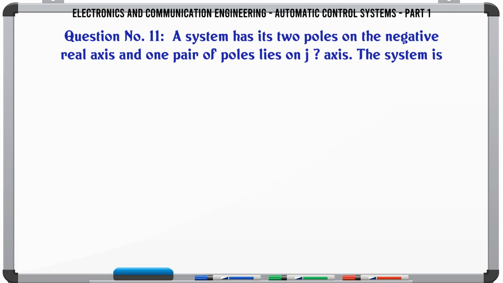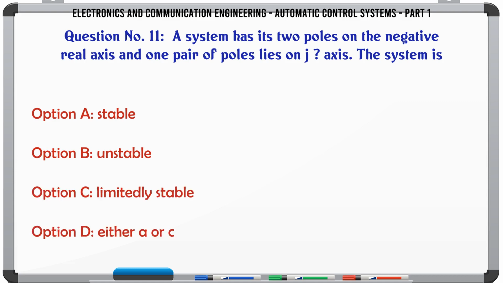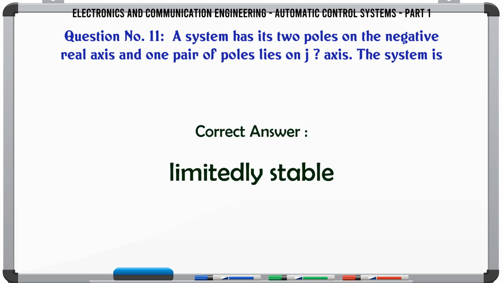A system has its two poles on the negative real axis and one pair of poles lies on the jω-axis. The system is A. stable, B. unstable, C. limitedly stable, D. either A or C. The correct answer is limitedly stable.